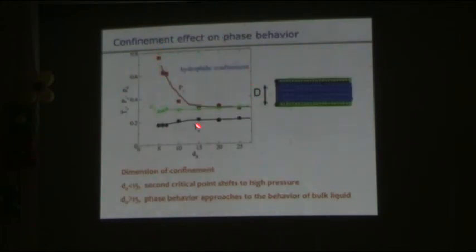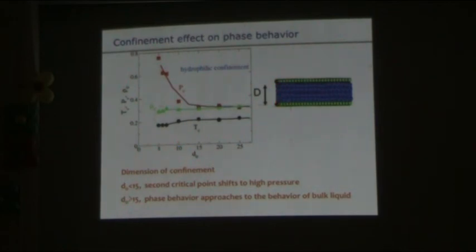And here's the critical point that we determined by the end of the Widom line that I mentioned to you. This one is determined by the compressibility maximum. You can see that for different ways of confinement, for instance, if it's extremely confined.